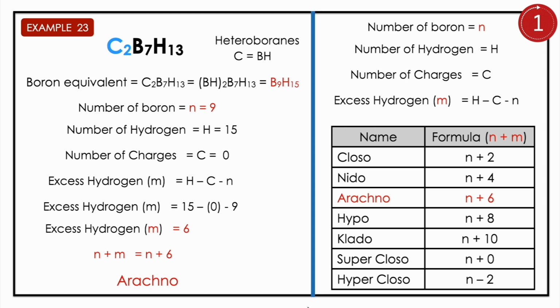First step will be finding the number of boron, which is N equals 9. Then the hydrogen, H equals 15. Then charges are 0. The excess of hydrogen formula will be H minus C minus N, which is 15 minus 0 minus 9 gives 6. So it is an N plus 6 system. If you look at the table, N plus 6 means it has Arachno structure. So according to Wade's rule, heteroborane C2B7H13 has Arachno structure.